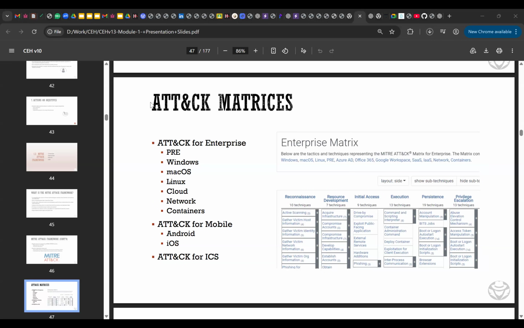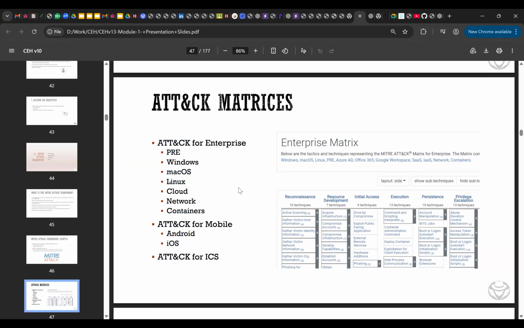Okay, so this is the attack matrix. This is how it will look. These are the tactics such as reconnaissance, resource development, initial access, execution, persistence. These are the tactics, and within each tactic there are techniques. In reconnaissance, active scanning is one technique. Gathering victim host information is another technique. Gathering victim identity information is another technique.